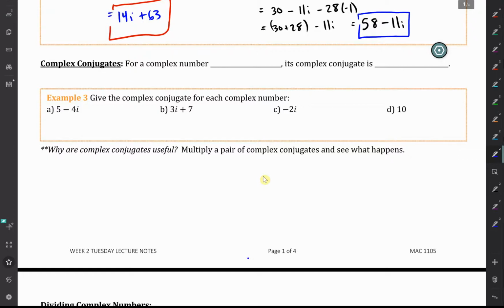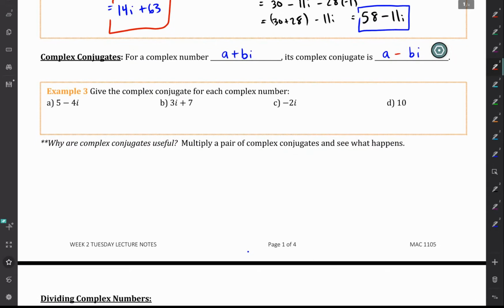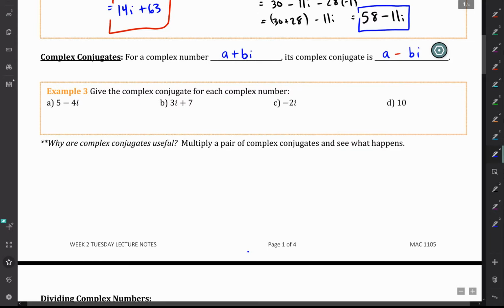Okay, now we're going to look at complex conjugates. So for a complex number of the form a plus bi, its complex conjugate is a minus bi. Everything's the same, you just change the sign of b, or the imaginary part. Okay, so here's an example in 3. If you start off with 5 minus 4i, then the complex conjugate is going to be 5 plus 4i.